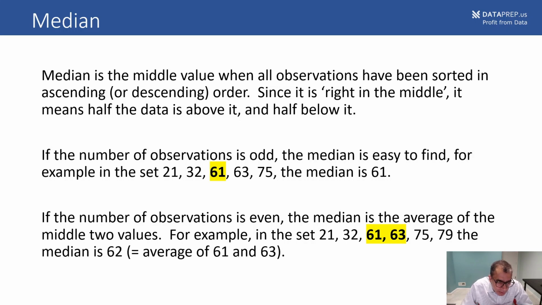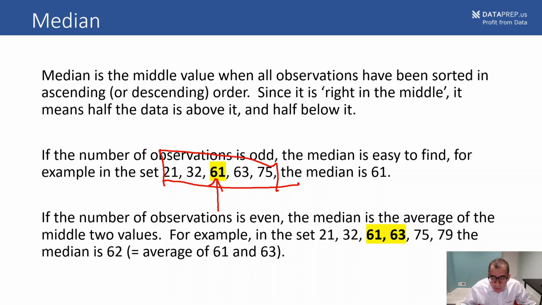Next measure for descriptive analytics would be the median, and we are very familiar with this. Median is really the middle value when all observations have been sorted in some order. So if you have, for example, 5 values here, just like you see here, the median is the middle value, which is this one.